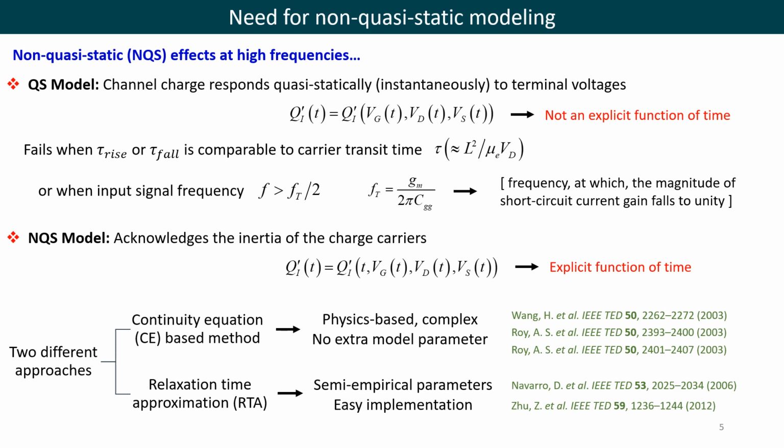Here ft is the transistor cutoff frequency at which the modulus of the short circuit current gain falls to unity. As a result, such models, which are based on the quasi-static approximations, become applicable for circuits operating only under half of the intrinsic cutoff frequency ft. The essence of the non-quasi-static model gains attention particularly in this scenario, that is, at high frequencies.